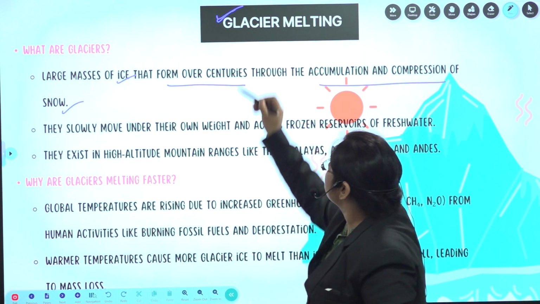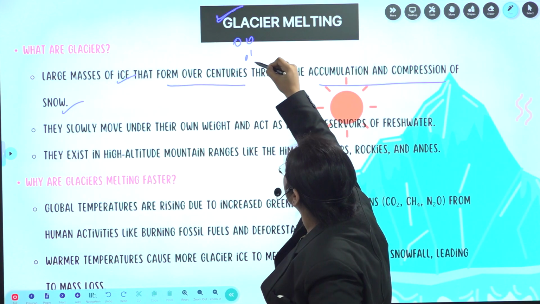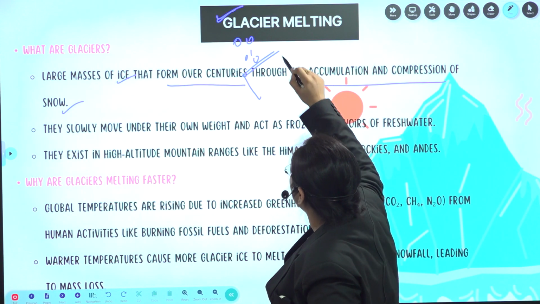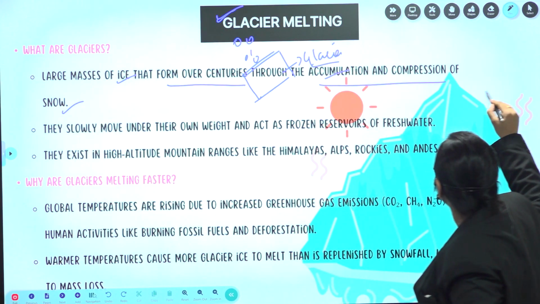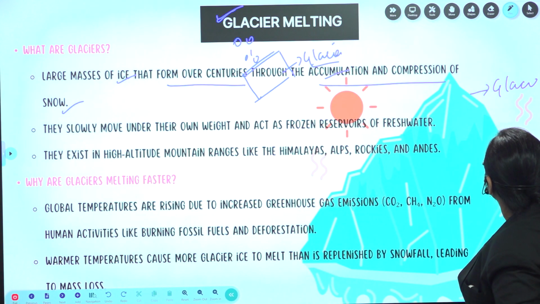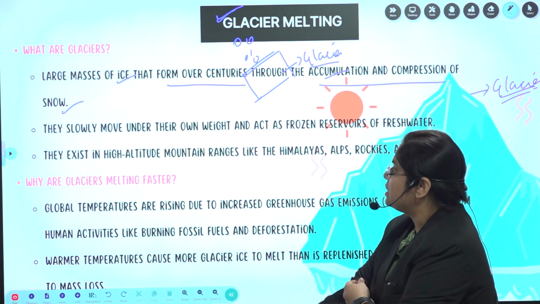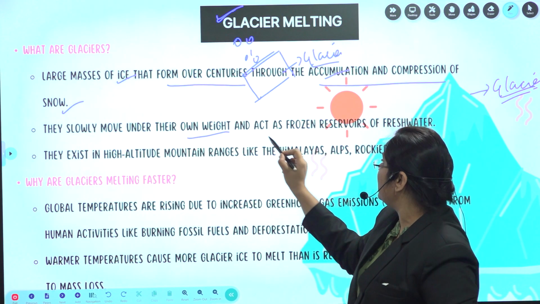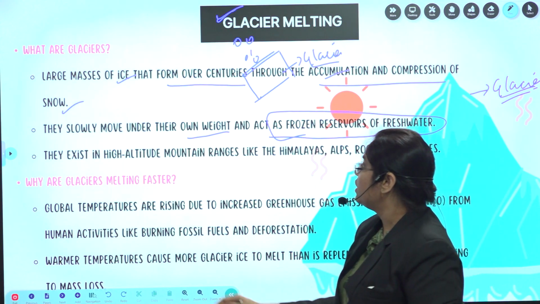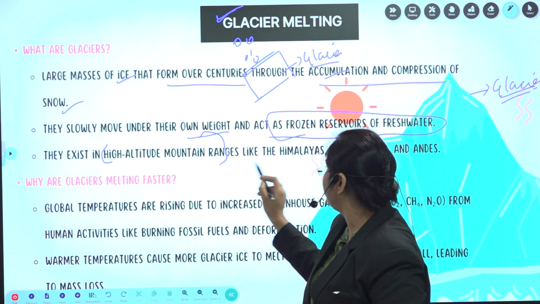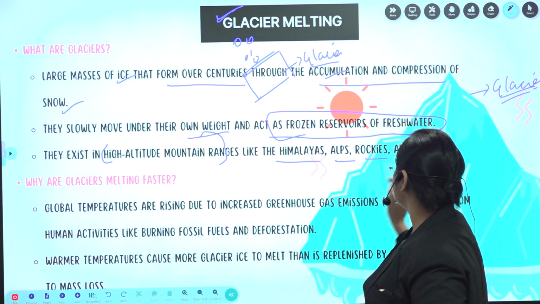So snowfall, right? It accumulates and forms the glacier. Right here you can see the glacier. Now they slowly move under their own weight and act as frozen reservoirs of fresh water. They exist in high altitude mountain ranges like the Himalayas, Alps, Rockies and Andes.